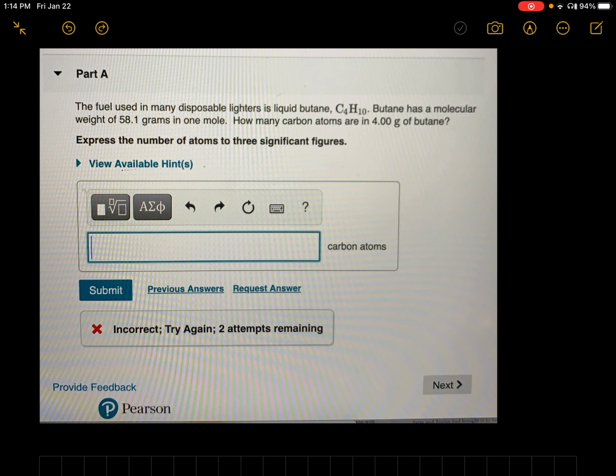The fuel used in many disposable lighters is liquid butane, right? C4H10. Okay, so let me write that down. C4H10. Right? And butane has a molecular weight of 58.1 grams in 1 mole. So we're playing a big ratio game here, right? So let's make some notes about the C4H10, and then we'll say something about the grams per mole.